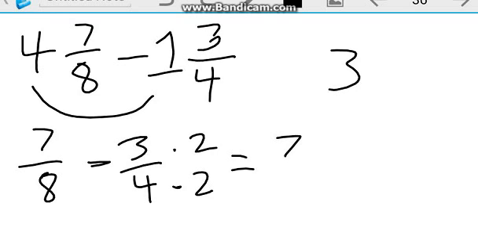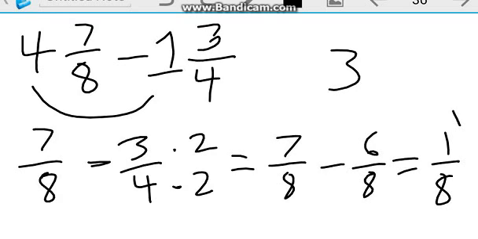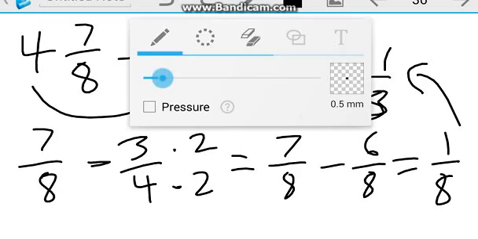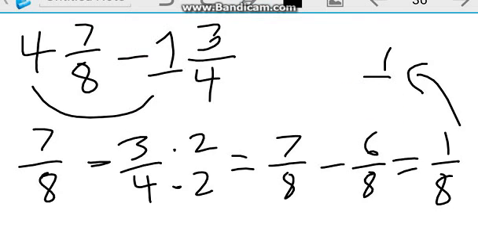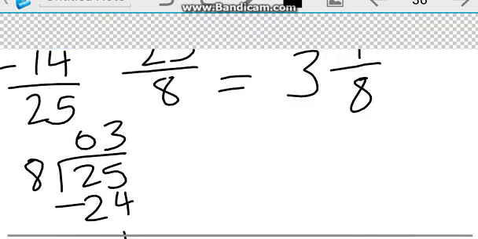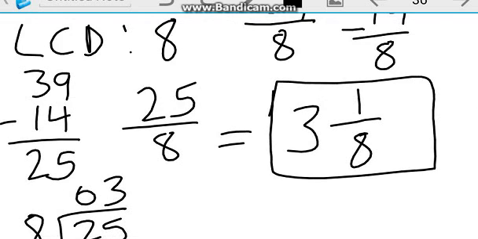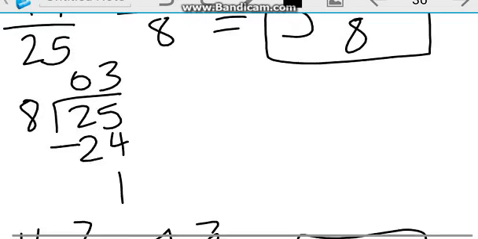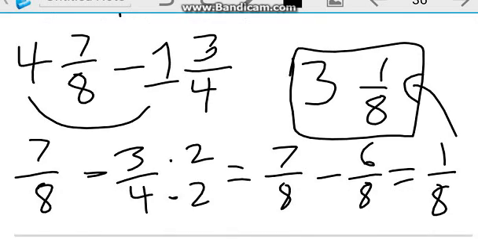We end up with 7 over 8 minus 6 over 8, which leaves us with 1 over 8. And we can just put that back. Our total is 3 and 1/8. And in fact, that is the same answer that we got before. 3 and 1/8. So you can only use the shortcut whenever the first fraction is bigger than the second fraction.